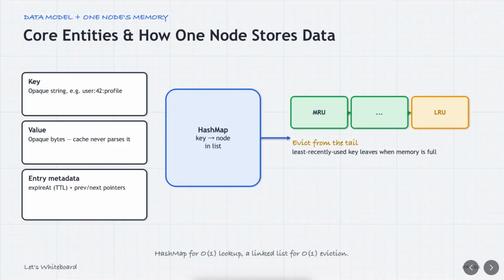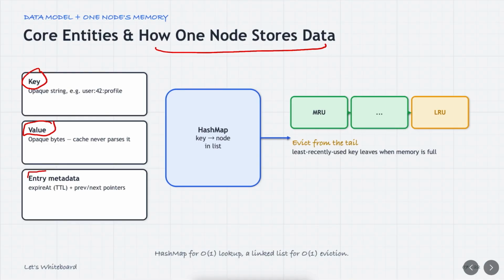Now, what are the core entities in our system and how does one node store data? If we look at a high level in a cache, what are the entities? First, we have a key, then next we have a value.